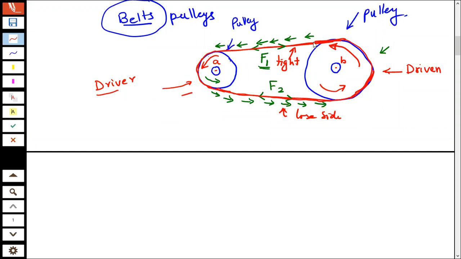Now, if we look over here, the belt is wrapped around the pulley. So this angle is known as theta. Okay? If I call the diameter of this pulley small d and the diameter of this pulley big D, then I have small theta d and capital theta D over here, which is the angle of wrap. Okay? Angle of wrap.